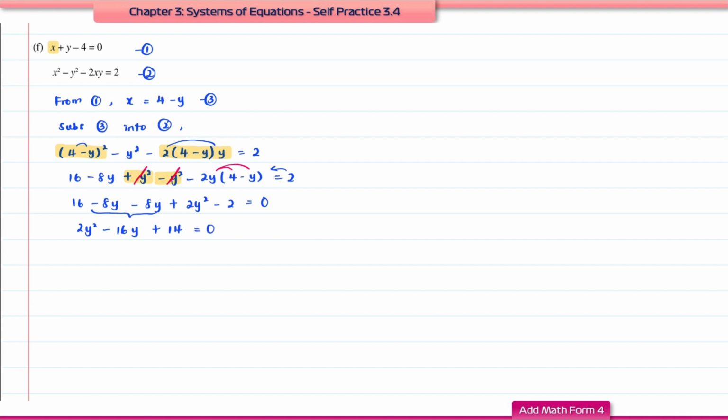Next, I can continue to simplify these equations by dividing every term by 2. So you're going to get y squared minus 8y plus 7 equal to 0. So this equation, you are able to factorize it completely as well. So we're just going to factorize it.